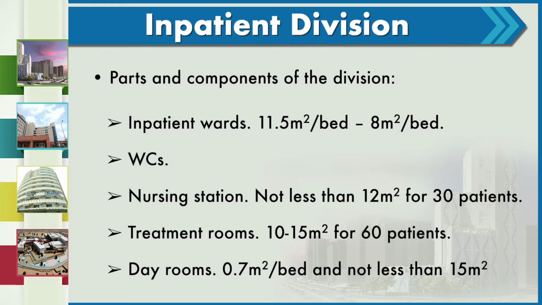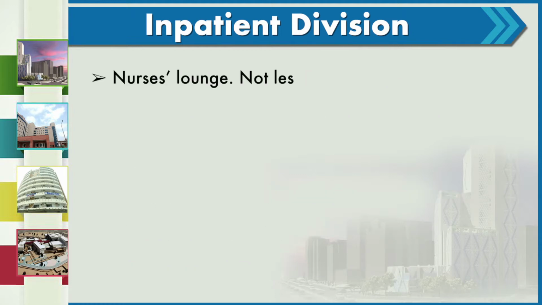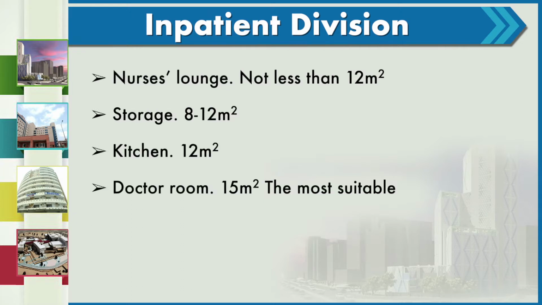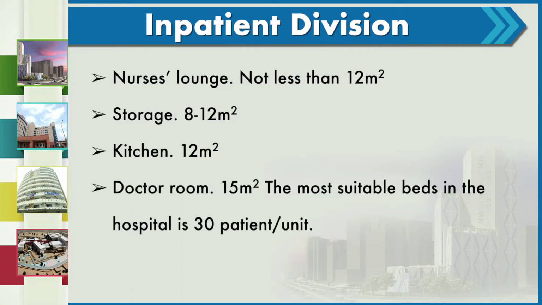So we have treatment rooms, which are 10 to 15 meter square for 60 patients, and day rooms, which are 0.7 meter square per bed and not less than 15 meter square. Then the nurses lounge should be, if possible, 12 meter square. Then we have storage areas, which are 8 to 12 meter square, a kitchen or small pantry, which is 12 meter square, and a doctor's duty room, which is 15 meter square.